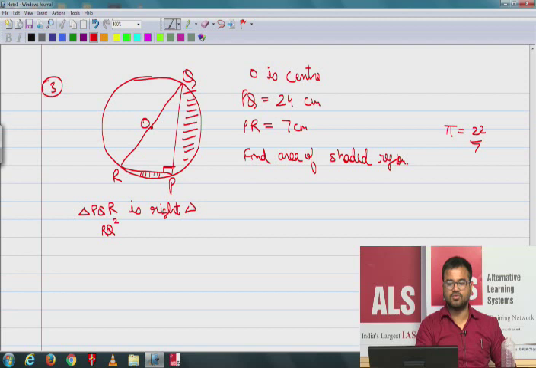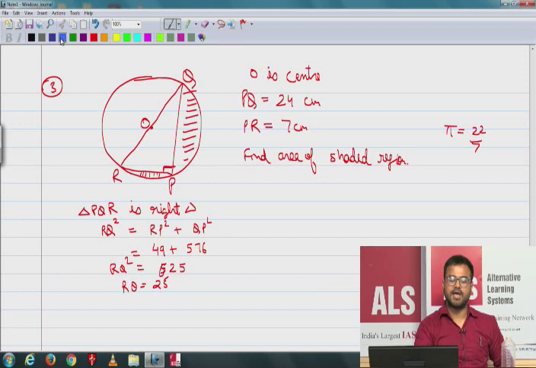Now, by the Pythagoras theorem, since P is 90 degree, RQ is hypotenuse. So RQ square is equal to RP square plus QP square. RP is 7, so 7 square is 49, and 24 square is 576. So that is going to be, oh sorry, 625 it will be. So RQ square is 625. So RQ is equal to 25. So the diameter of this circle is 25. If diameter is 25, radius is 25 by 2 centimeter.